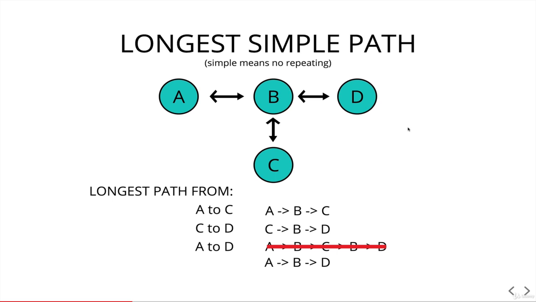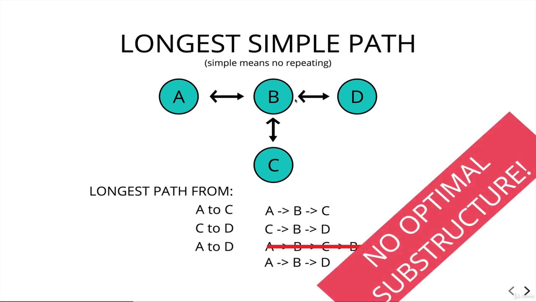I know it might be a little confusing, but just think of it this way. We're going from A to C, we find the longest path. We go from C to D. That's also the longest path. So if this followed optimal, if it had optimal substructure, we could combine those and just say, oh, okay, well, the optimal longest solution to D from A is A, B, C, C, B, D. But that's not the case because we can't repeat. So finding the longest path does not exhibit an optimal substructure. I hope that makes sense.